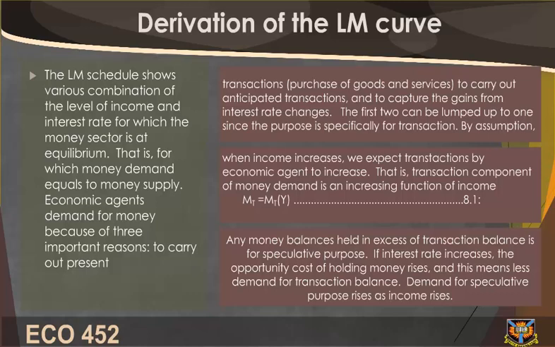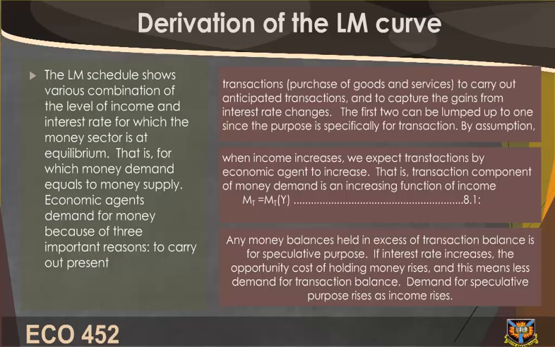The first two can be lumped into one since the purpose is specifically for transaction. By assumption, when income increases, we expect transactions by economic agents to increase. That is, the transaction component of money demand is an increasing function of income. MT is equal to M1(Y).